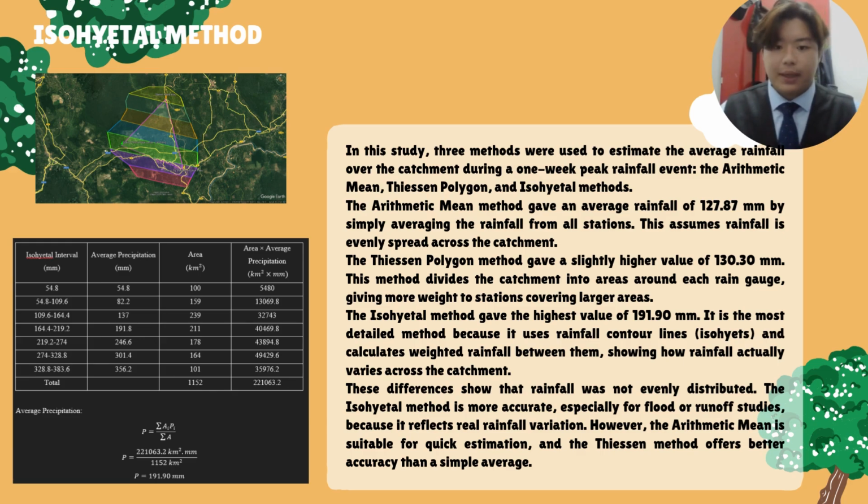It is the most detailed method because it used rainfall contour lines, which are isohyets, and calculates weighted rainfall between them, showing how rainfall actually varies across the catchment. This difference shows that the rainfall was not evenly distributed. The isohyetal method is more accurate, especially for flood or runoff studies, because it reflects real rainfall variations. However, the arithmetic mean is suitable for quick estimations, and the Thiessen method offers better accuracy than a simple average.